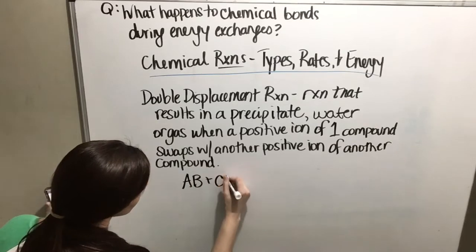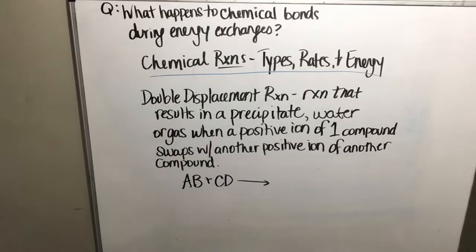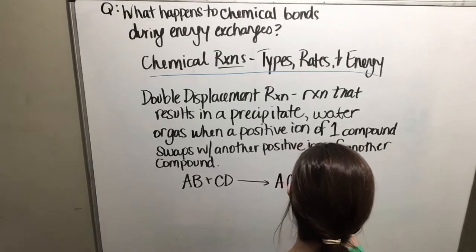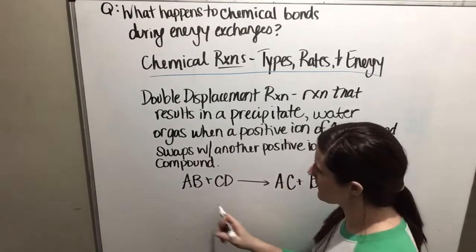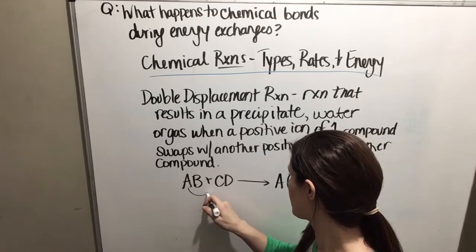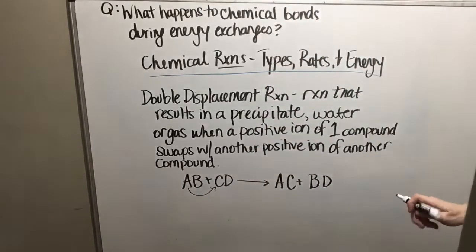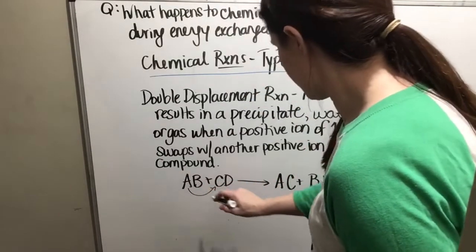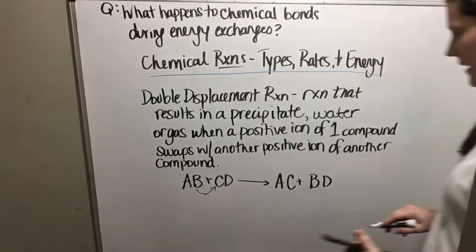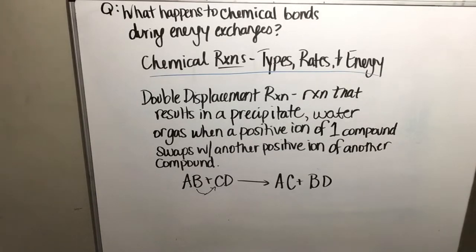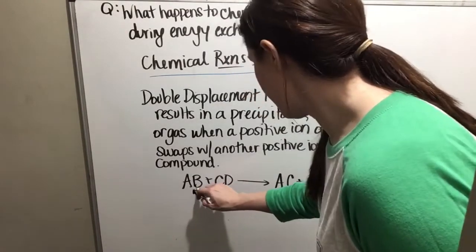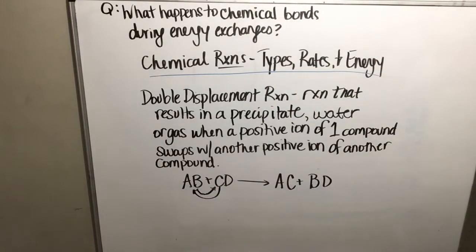So we have AB plus CD, okay? We have AB plus CD. This will yield a switch, so AC plus BD. Okay, so see how we switched here, okay? And we switched, well, we didn't, it was more the B in this. Here, let me fix that. We swapped out the B and the C. Okay? It's double displacement because the B goes this way and the C goes this way. It's two pieces moving, two ions moving.